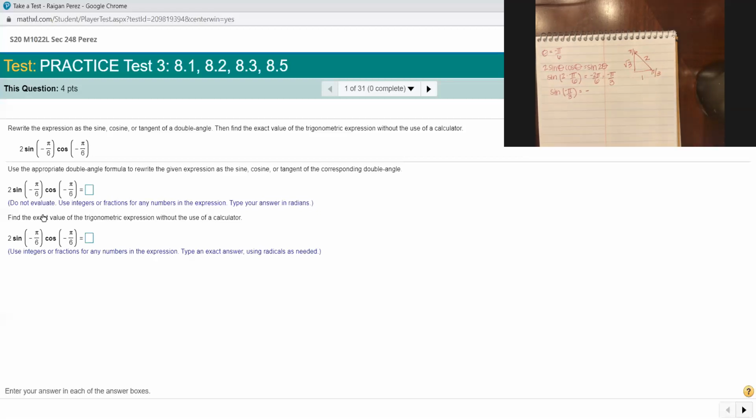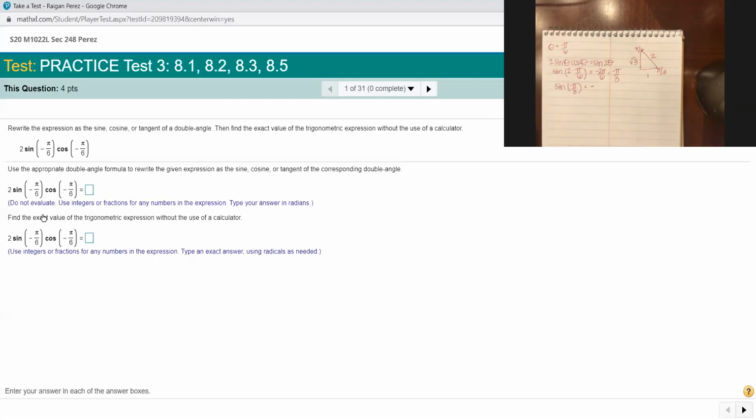Did I draw that right? I hope I did, going off of memory here. Sine of pi over 3 is square root of 3 over 2, so that would be the answer here.